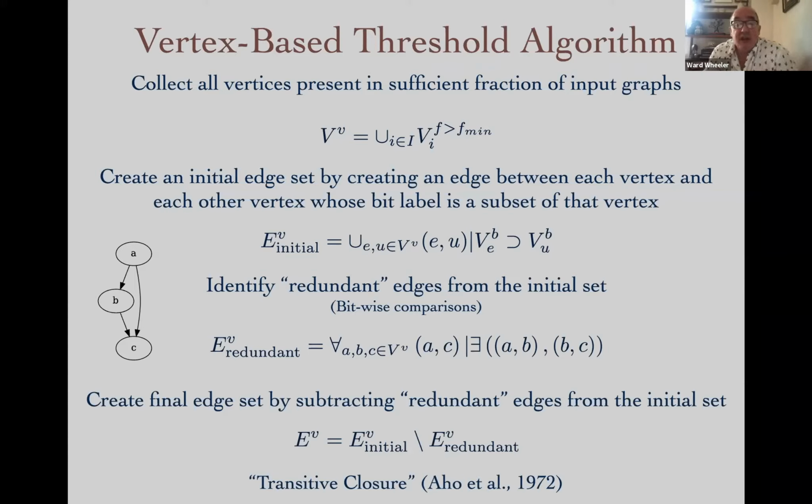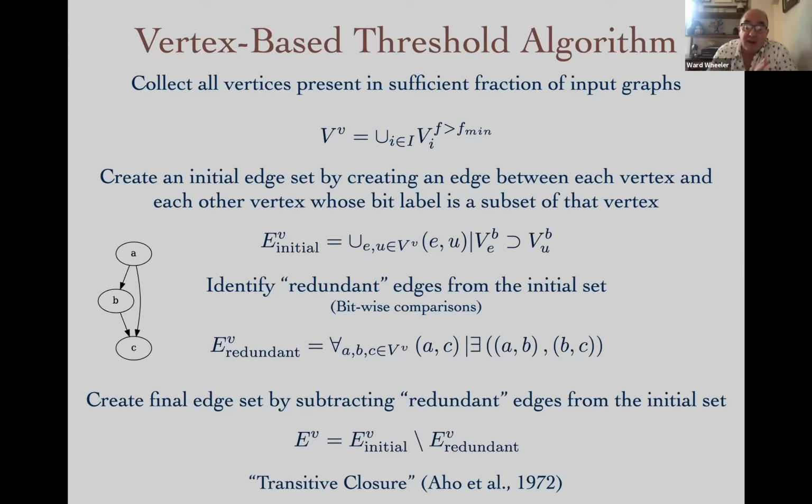You create an initial edge set by creating an edge between each vertex and each other vertex whose bit label is a subset of that vertex. So that's what I mentioned before, is that basically for every vertex bit labeling that is a subset of another one, there must be some sort of path between those two, a directed path. And so you create an edge between all these pairs, but you can identify and filter out a lot of the redundant edges from the initial set by using these bitwise comparisons. Basically, if there's an intermediate bit set between two, you can remove that edge. And so the redundant edges are removed from this initial set.